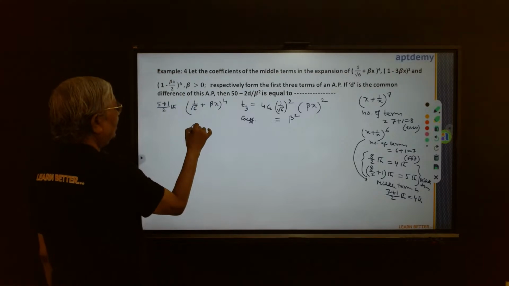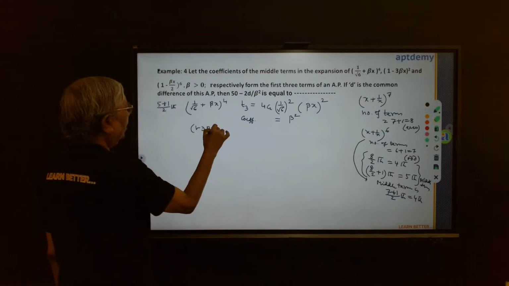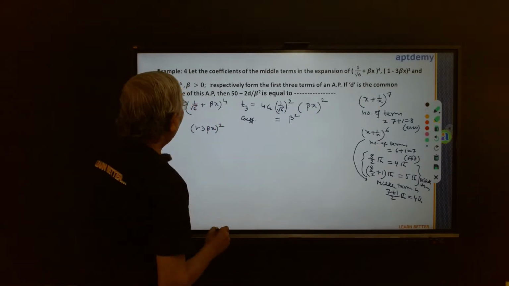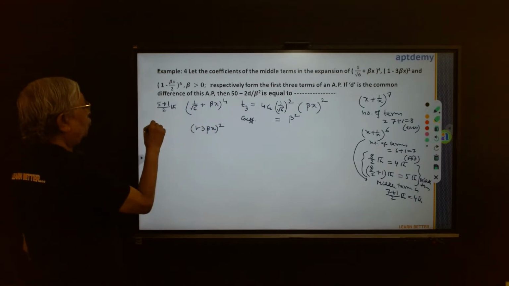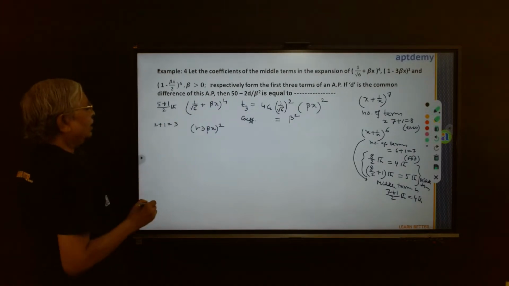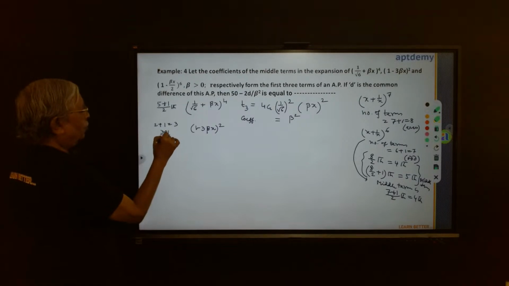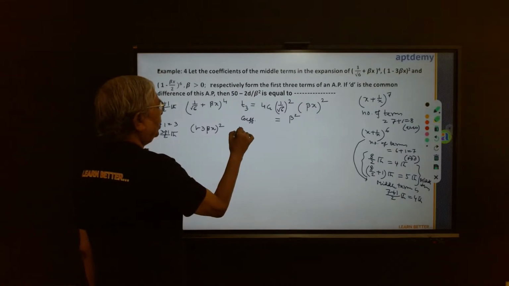Next comes the second expansion, (1 minus 3 beta x) whole to the power 2. What is the number of terms? Number of terms is 2 plus 1, 3, which is odd. What is the middle term? (3 plus 1) by 2 th term, that is the second term is the middle term. So you find T2.